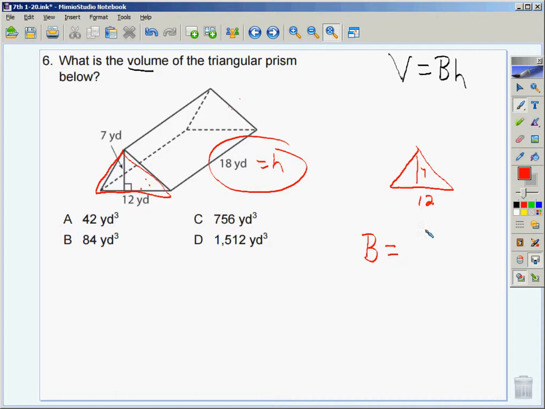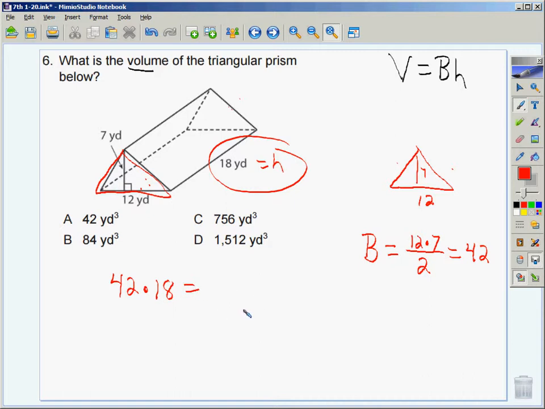Could I find the surface area with the information they gave me on this figure? Why couldn't I? I'm missing 2 sides of the triangle, so I couldn't find the perimeter. But I can find the area of the base. How do we find the area of a triangle? 12 times 7 divided by 2. 42. And we'd take 42 times 18.